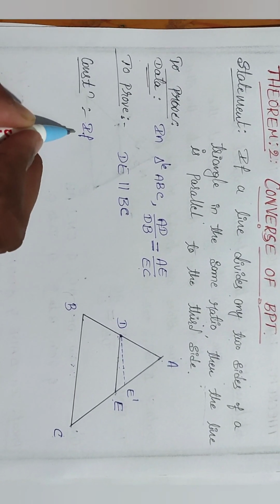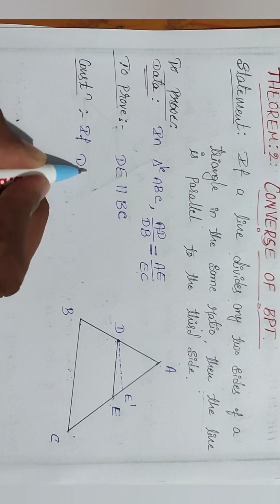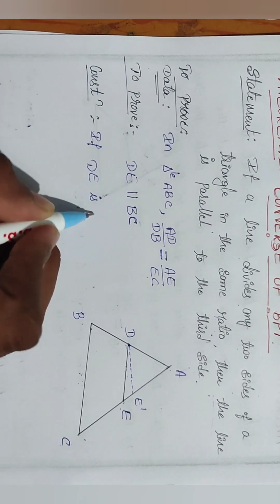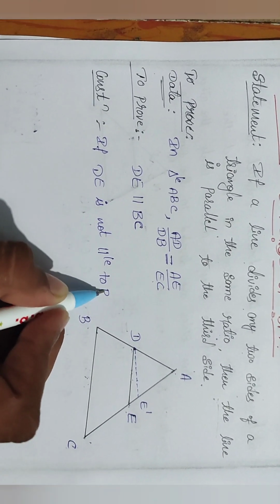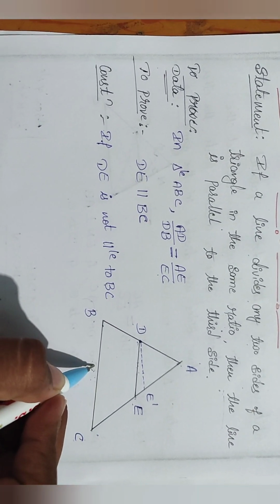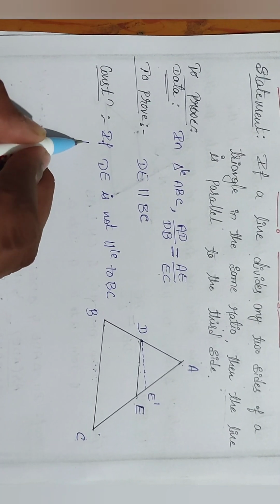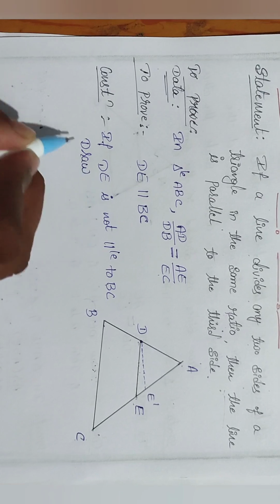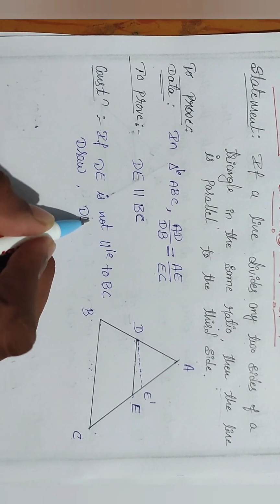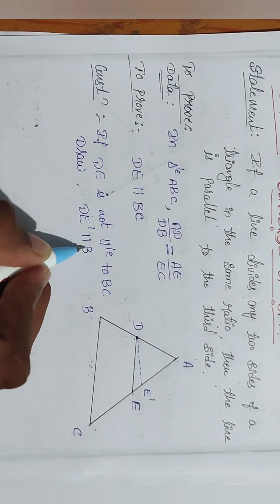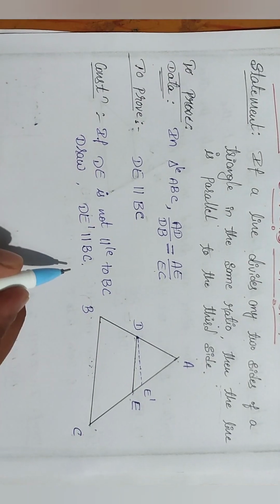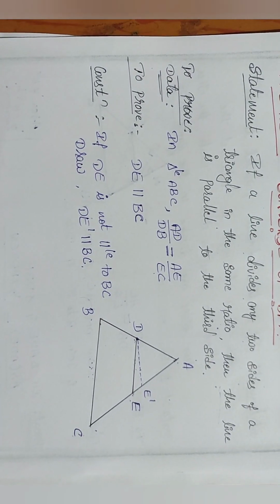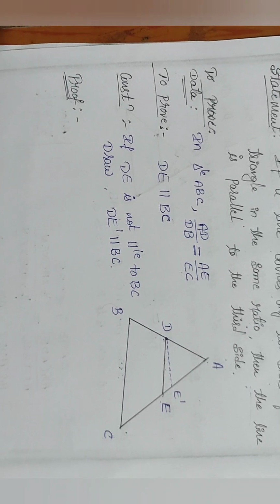If DE is not parallel to BC, then we have to draw DE dash parallel to BC. This is our construction. The next step is proof.